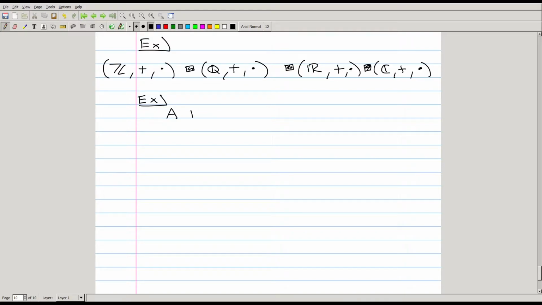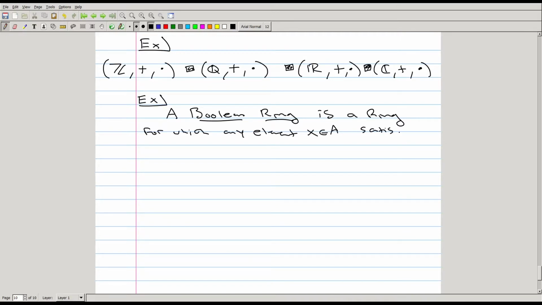A Boolean ring is a ring for which any element x in the set A satisfies x squared, which is x star dot x, is equal to itself.